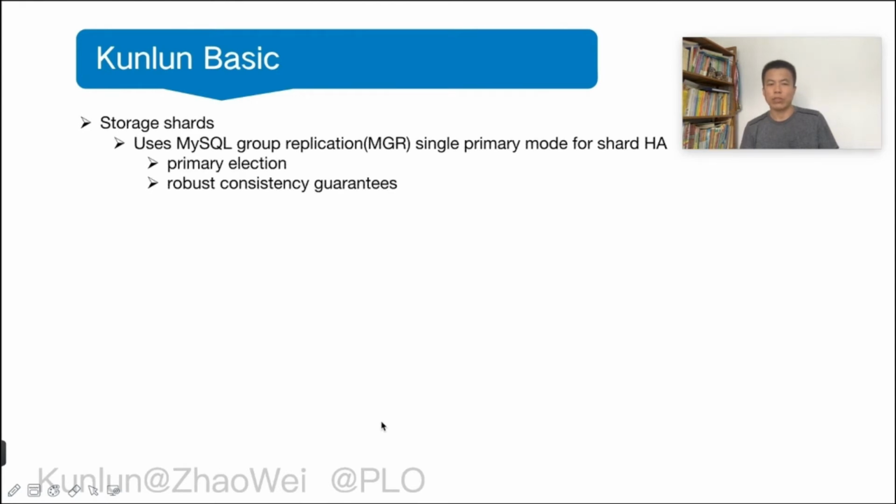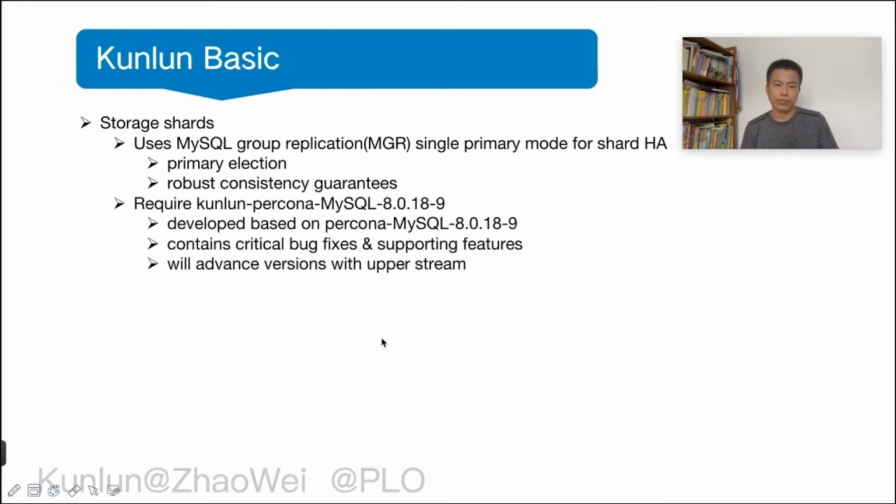Next, storage shards. First, we use MySQL replication single primary mode for shard level high availability. So such a shard can elect a primary node when a primary node is gone, and it has robust consistency guarantees. In Kunlun, we require Kunlun Percona MySQL. It is developed based on Percona MySQL and contains critical bug fixes and supporting features. And it will advance versions with upstream.